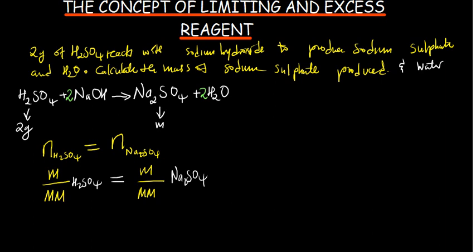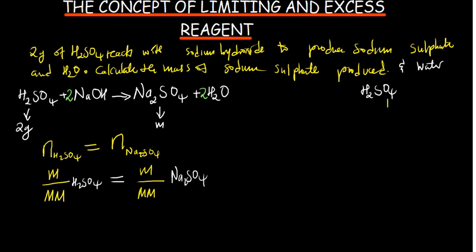Now the next thing that we need to find is the molar masses for sulfuric acid and for sodium sulfate. So we're going to write sulfuric acid like this. We get the molar mass. So going on the periodic table, you need to use the periodic table.